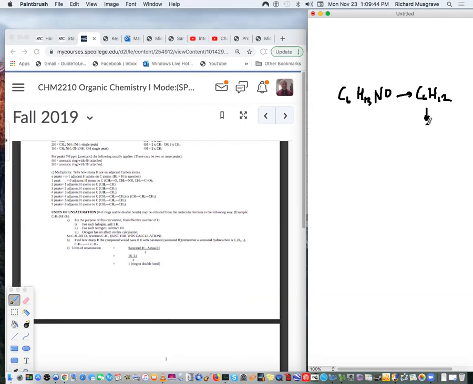And if it was saturated, it would be C6H14. So that would indicate that we have 14 minus 12, divided by 2, is 1 double bond equivalent. So that's what we look at first.